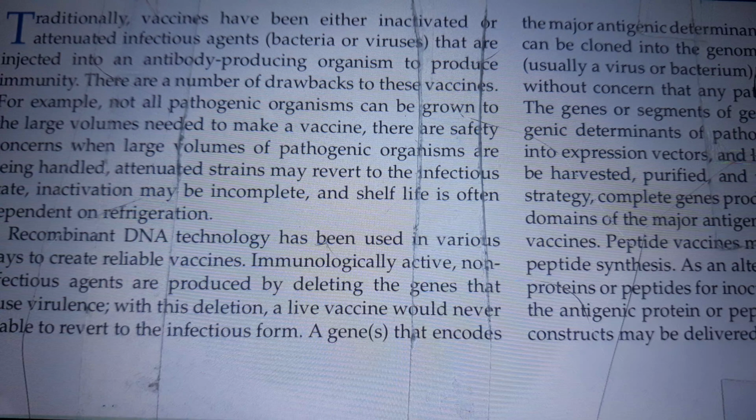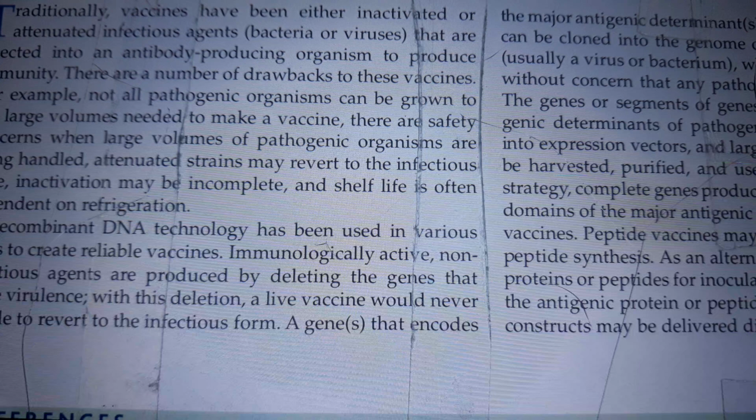Okay, the summary on vaccines. Traditionally, vaccines have been either inactivated or attenuated infectious agents, bacteria or viruses, that are injected into an antibody-producing organism to produce immunity. There are a number of drawbacks to these vaccines. For example, not all pathogenic organisms can be grown to the large volumes needed to make a vaccine. There are safety concerns when large volumes of pathogenic organisms are being handled. Attenuated strains may revert to the infectious state. Inactivation may be incomplete, and shelf life is often dependent on refrigeration.